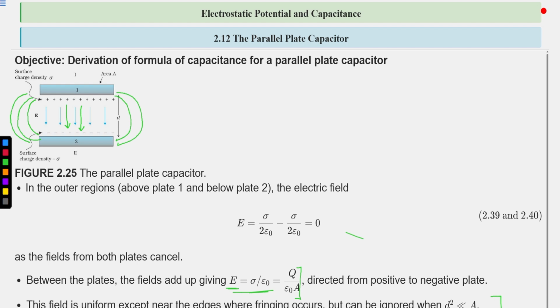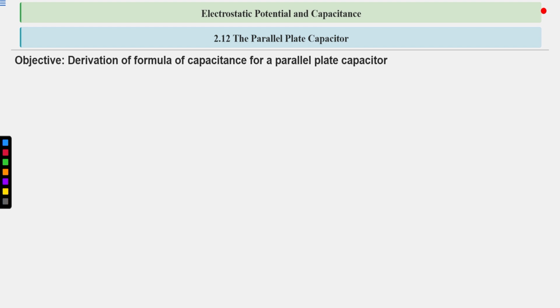So this field is uniform except near the edges. So this field is uniform except at the edges where fringing occurs. This phenomenon occurs, but can be ignored when d square is much less than area. For a uniform electric field, the potential difference V is equal to E D, which equals Q D upon epsilon naught A.